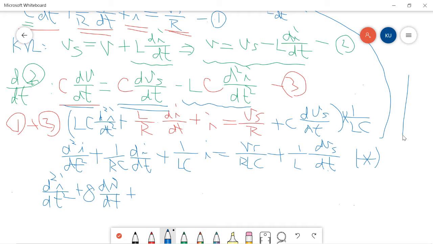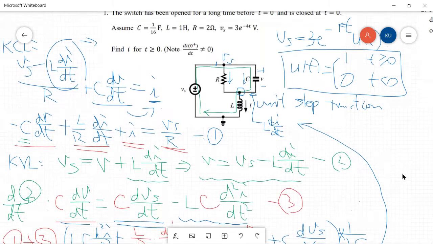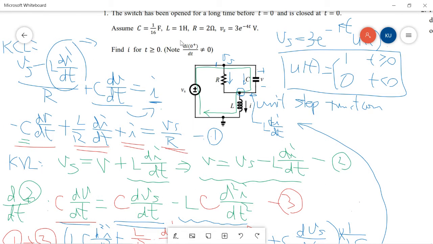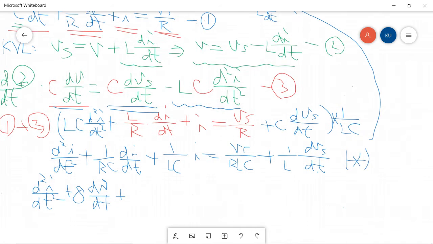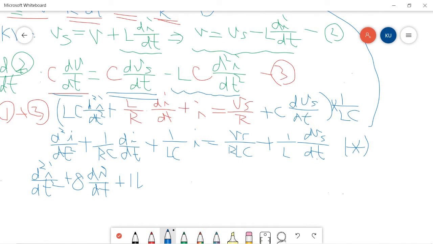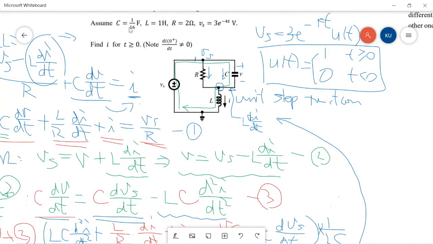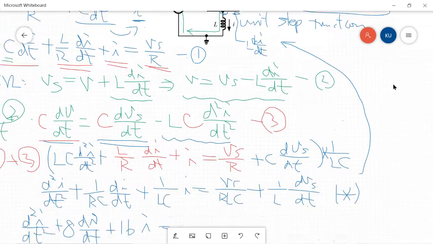So next we have 1 over LC, and L is 1, C is 1 over 16. So LC is 1 over 16, and in the denominator, so it is plus 16 I. Okay, so on the right hand side, we have RLC multiplied together. R times L times C, 2 times 1 times 1 over 16, which is 1 over 8.